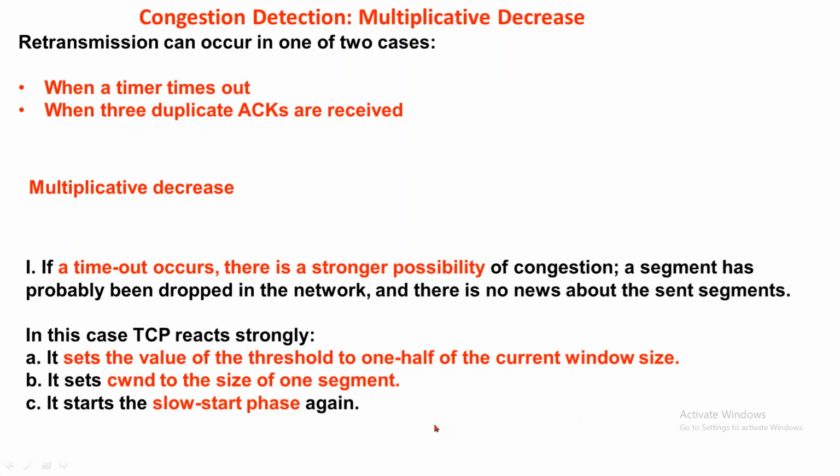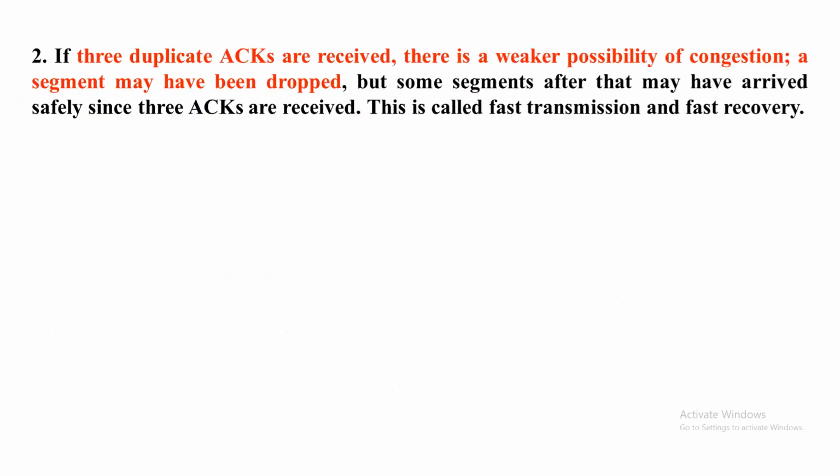The second case is when 3 duplicate acknowledgements are received. If 3 duplicate acknowledgements are received, then the sender assumes that there is a weaker possibility of congestion because 1 segment would have been lost and all other segments would have arrived out of order. That is called fast retransmission and fast recovery. So in that case, TCP has a weaker reaction.